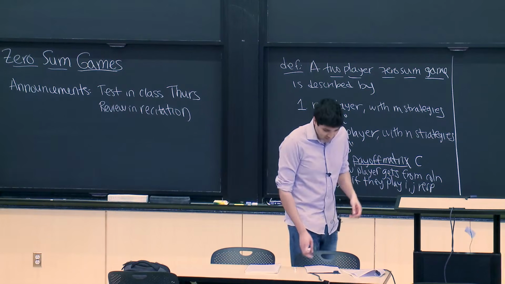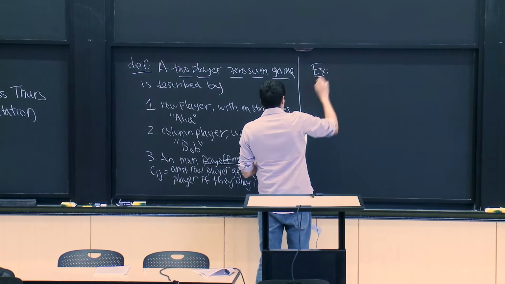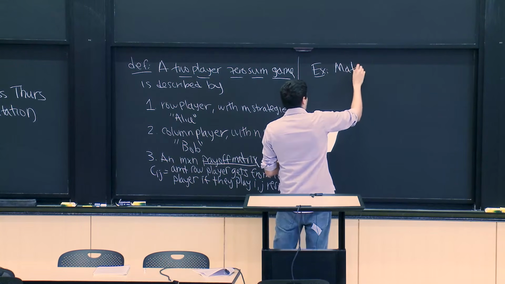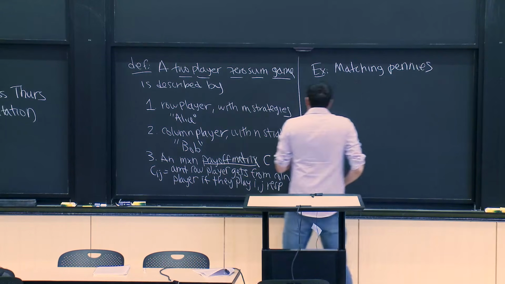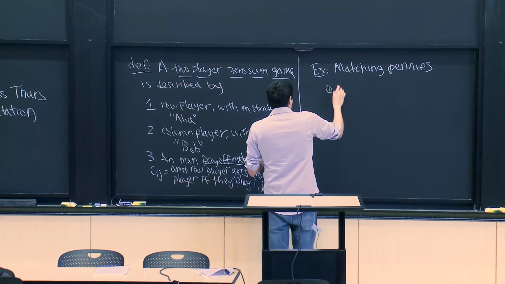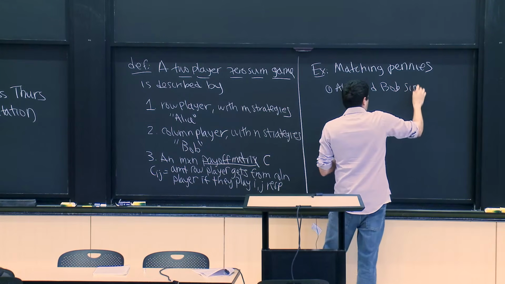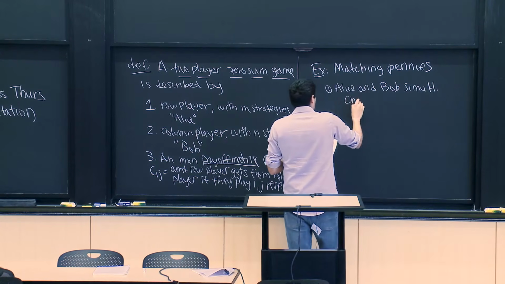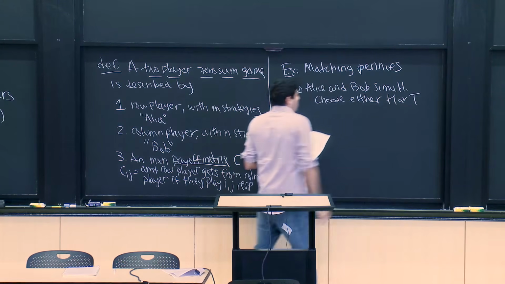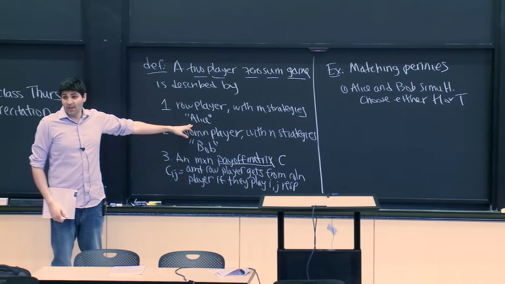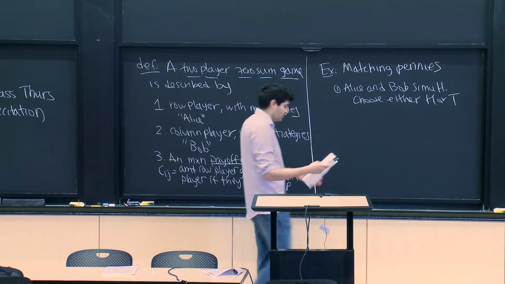So let's see some examples to get some intuition for this. There's a very simple example that can get us started. This is called the matching pennies game. The way that this works is that Alice and Bob simultaneously choose either H or T. So in particular, in their strategy space, m equals n equals 2. They only have two choices of actions. They can choose either heads or tails.